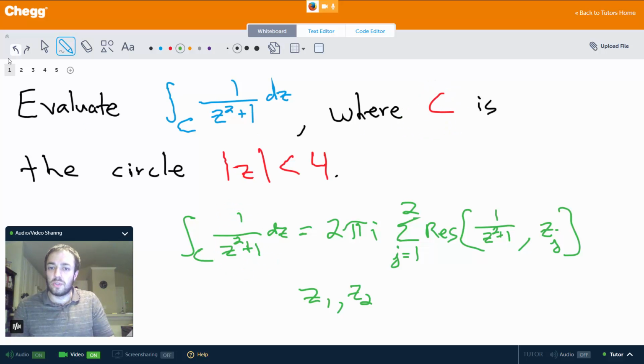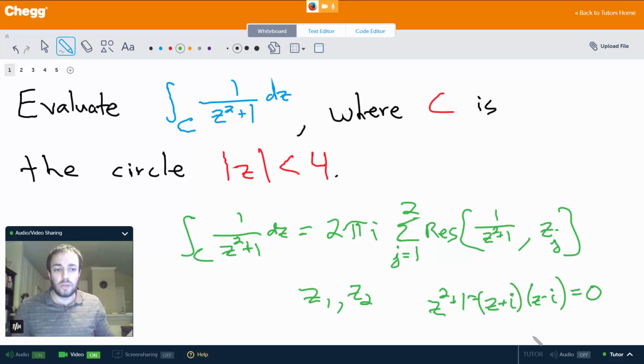Right? And where are those? Well, first of all, in the complex plane we can say z squared plus 1 equals z plus i times z minus i. So this equals 0 when z equals i or minus i. Okay? So these are the zeros of the denominator, which means i and minus i are the poles of this entire thing here. So z sub 1 and z sub 2 are i and minus i. It doesn't matter which one's which, as long as we account for both of them. So let's go ahead and do this then.